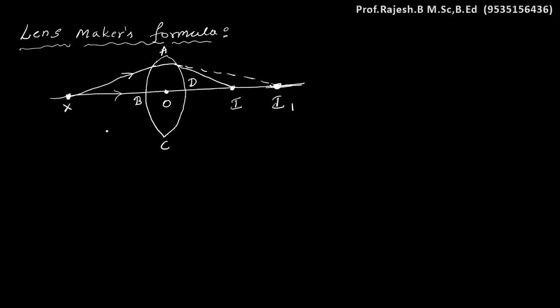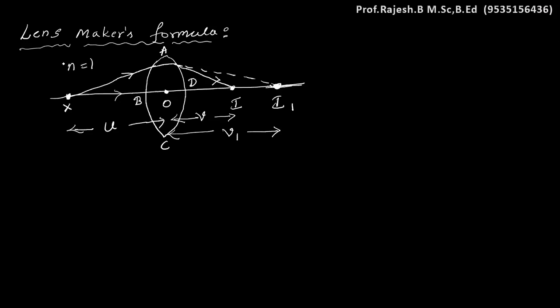Got it? Now this is the object distance U, and here is the image distance V, and here is the first image distance from the first phase, that is V1. Complete the diagram. To understand this, you have to split the diagram. I will show you that.